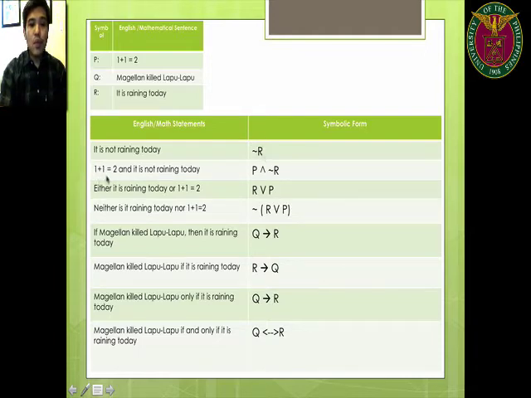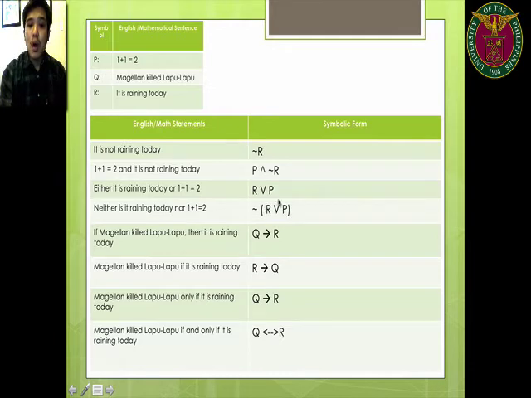Next, 1 plus 1 equals 2, and it is not raining today. So we just substitute this with P, and then use AND, which joins P with not R, representing it is not raining today. Next, either it is raining today or 1 plus 1 equals 2. It is represented by R or P. The fourth example is, neither is it raining today, nor 1 plus 1 is equal to 2. It can simply be represented by a negation of R or P.